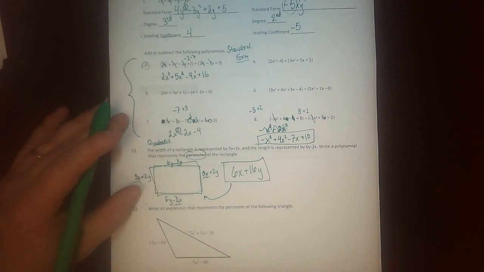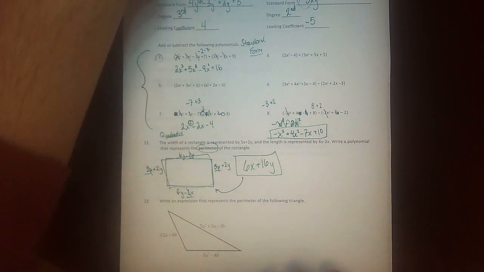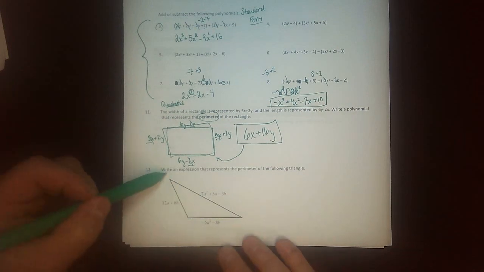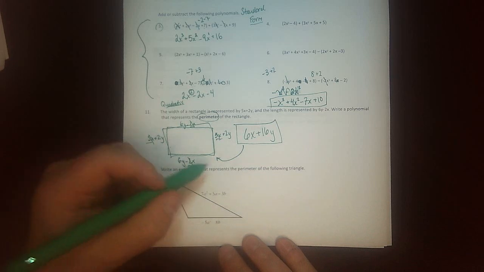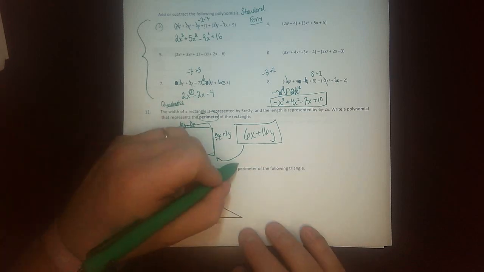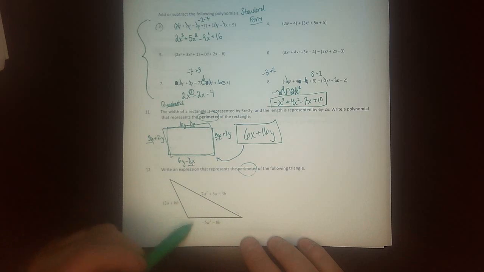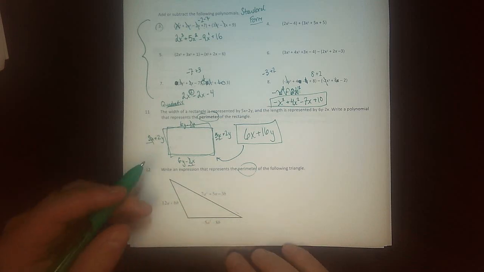Alright, so here is something you'll have to do on your own. Number 12, you do the same thing, except look at that. They gave you the triangle, and they gave you the polynomials. You want to write what the polynomial is that shows the perimeter of the triangle, meaning you add this side plus this side plus this side. Well, if we have these side lengths, you just add those together.